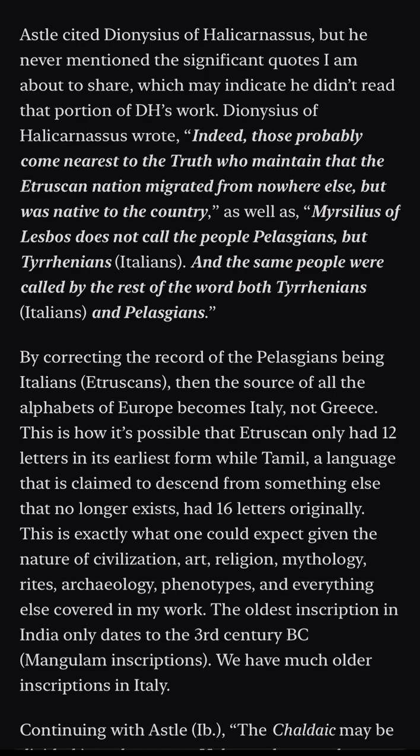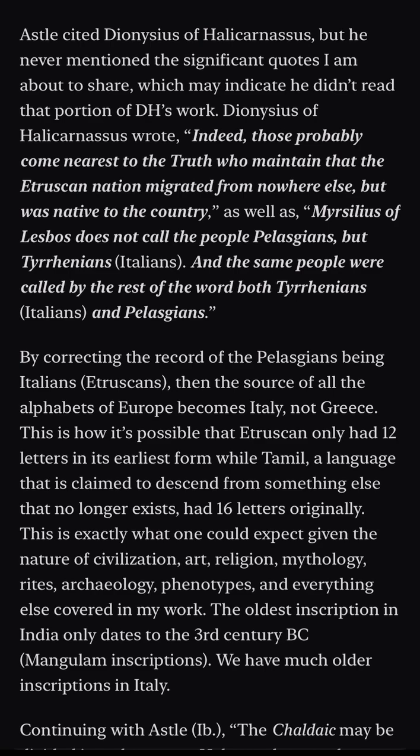Dionysius of Halicarnassus wrote, "Indeed, those probably come nearest to the truth who maintain that the Etruscan nation migrated from nowhere else, but was native to the country, as well as Hellanicus of Lesbos, who does not call the people Pelasgians, but Tyrrhenians, Italians. And the same people were called by the rest of the world both Tyrrhenians, Italians, and Pelasgians."